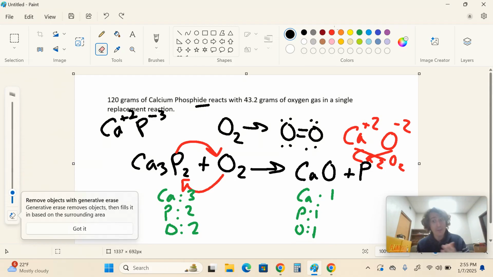So then I say, okay, maybe the calcium is where I want to start. So maybe I say, let's put a 3 there. If you put a 3 there, though, I'll do it just to prove a point to you, right?